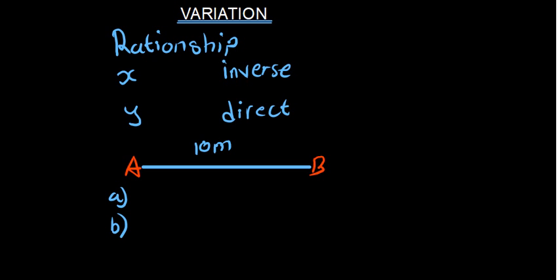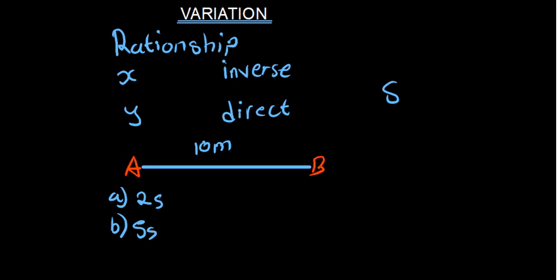The first one, let's say we are given 2 seconds. Then the second one, we are given 5 seconds. So it takes a person 2 seconds to move from point A to point B, and in the other case it takes 5 seconds. Then we're trying to find the speed.